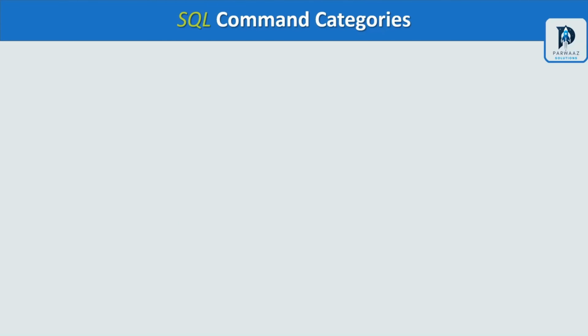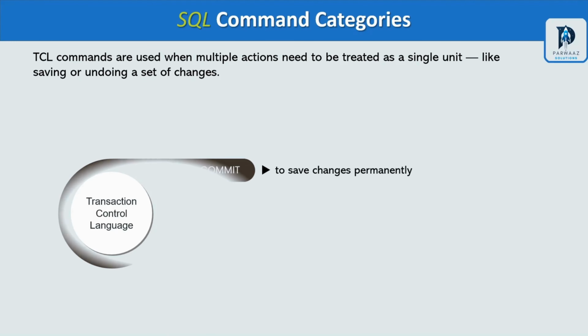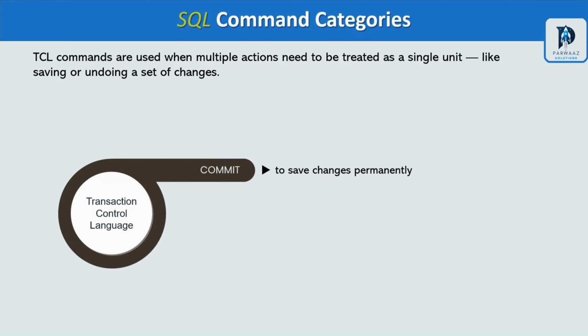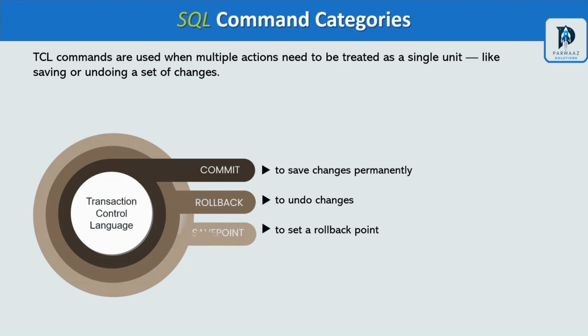Then we have TCL, which is transaction control language, which is used when multiple actions need to be treated as a single unit, like saving data. If you want to save data permanently, go for the commit, or if you want to roll back the changes, go for the rollback. And finally, if you want to save a particular point, then go for the savepoint. So these are the transaction control language commands.